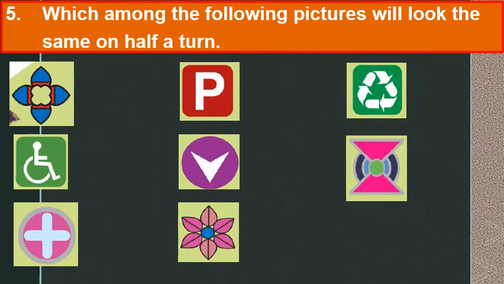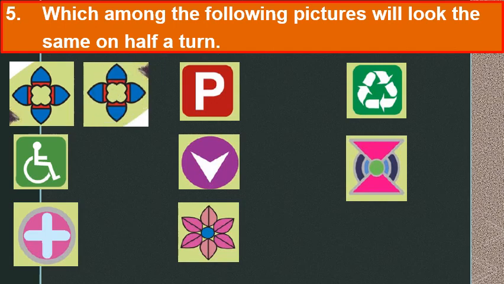Now fifth one, some pictures are given below. Out of these pictures, which picture will look the same after giving half a turn? The first line given is of original shapes. See the first picture. After giving half a turn, it looks the same. So circle it.